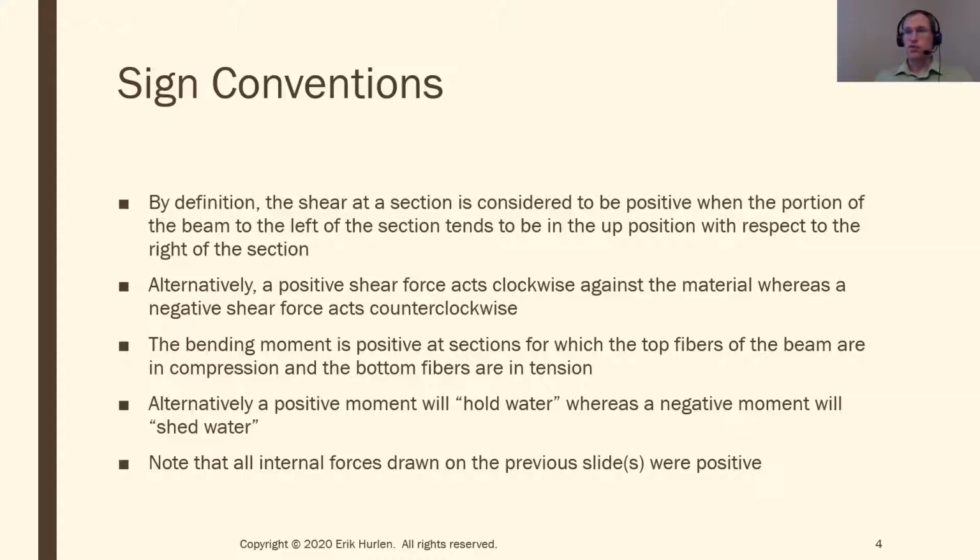But now I have these two new internal forces, the shear force and the bending moment, and there's sign conventions for those as well. So for the shear force, there's kind of two ways to describe it, so two ways to think about it. Both give you the same answer. One way is that the shear is positive if the portion of the beam on the left tends to be in the up position compared to that on the right. So in other words, the way these forces are acting is kind of tending to push the left-hand side up and the right-hand side down.